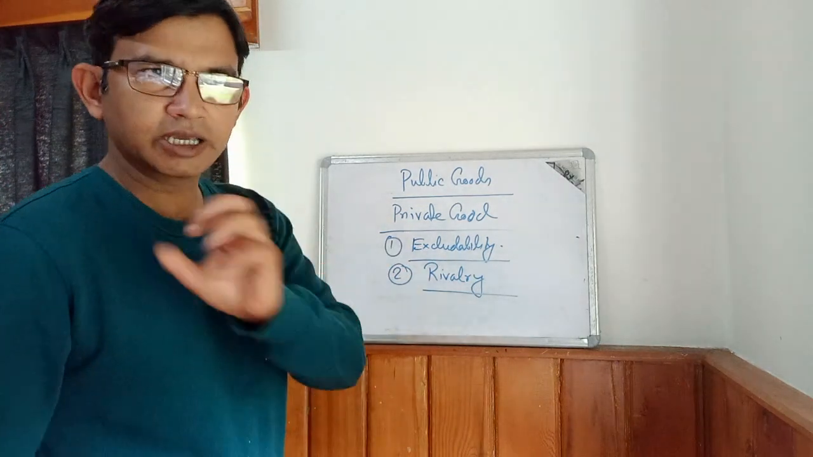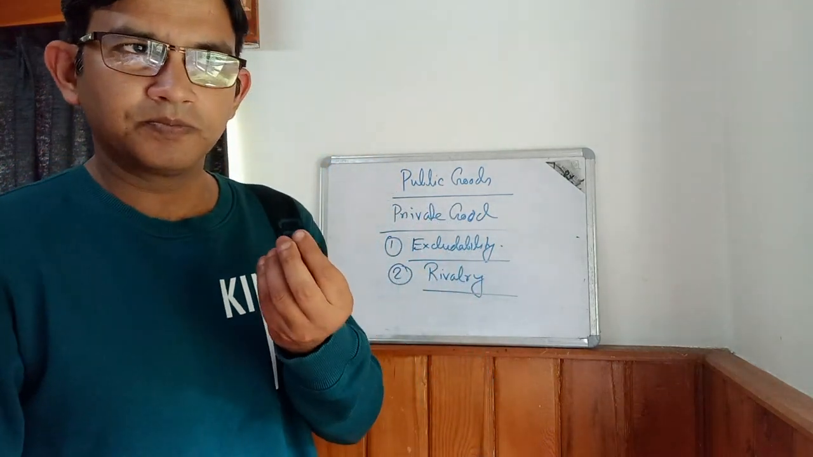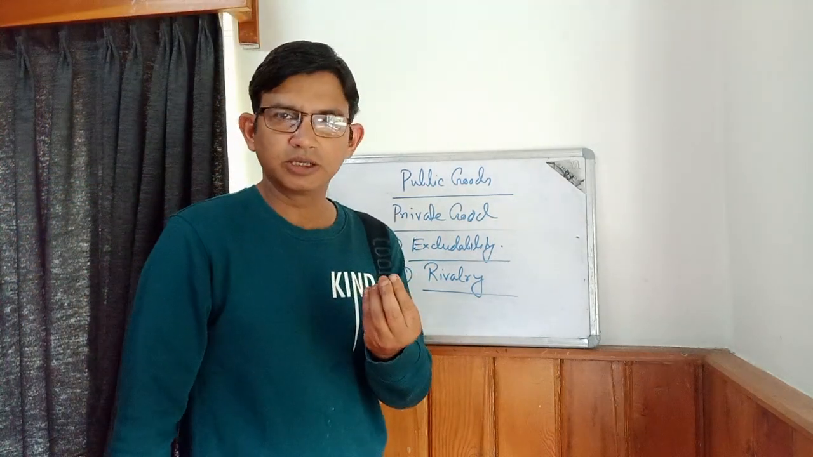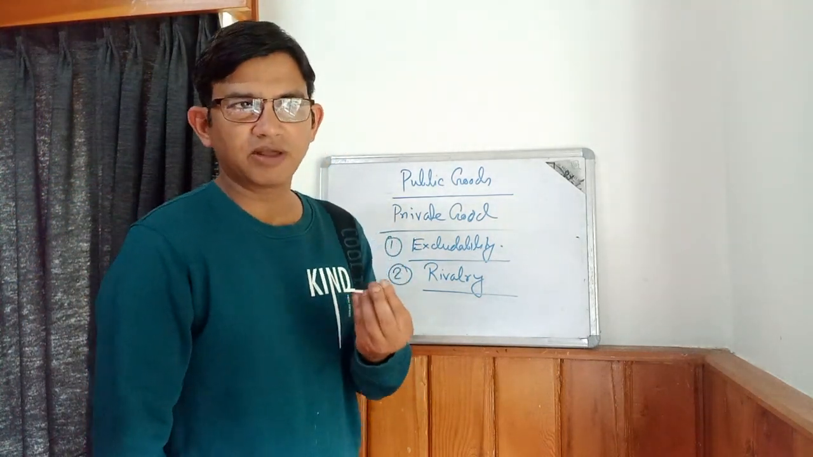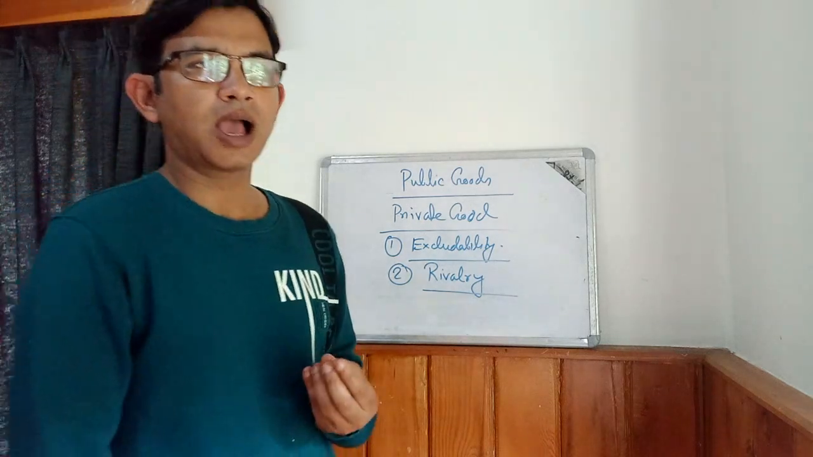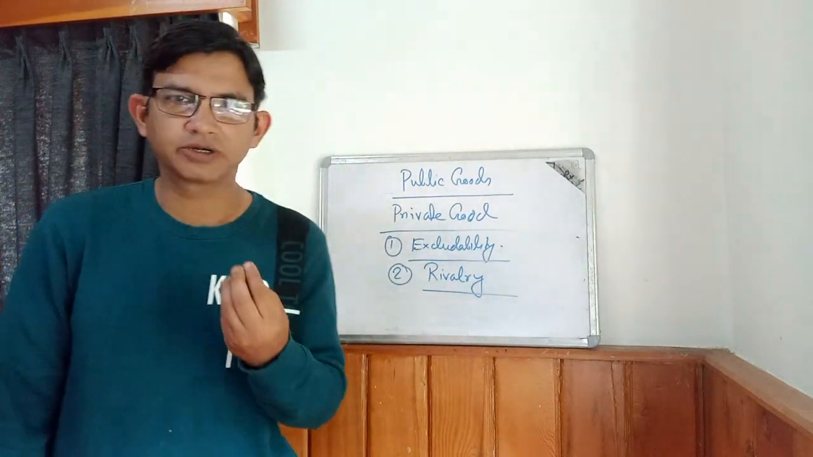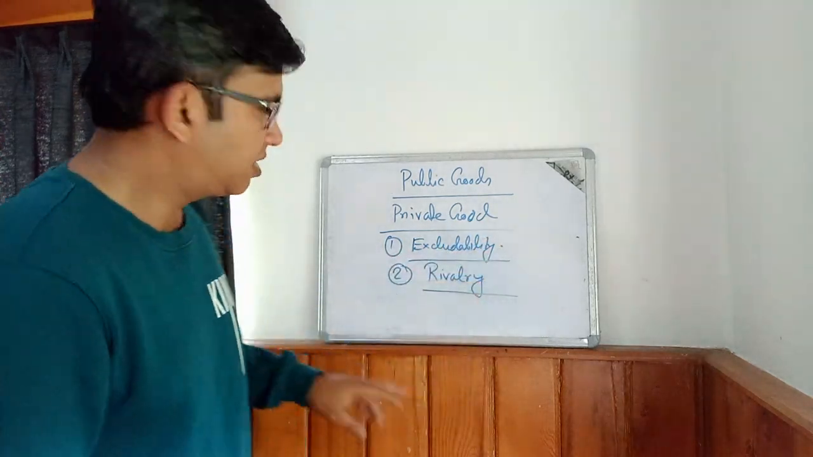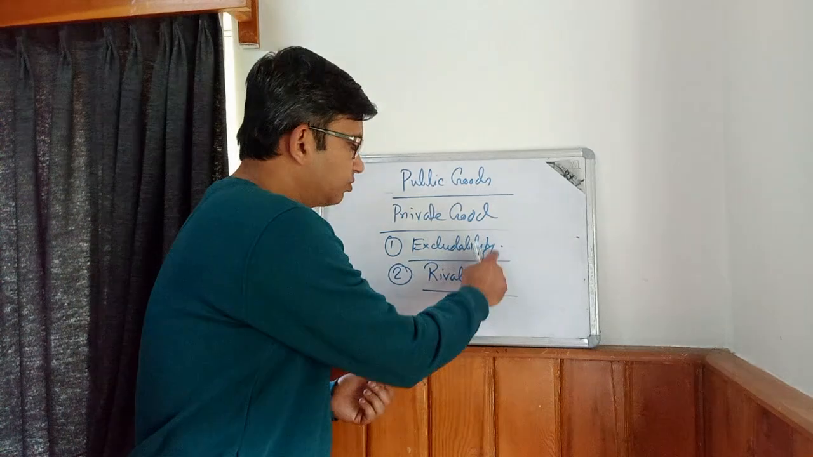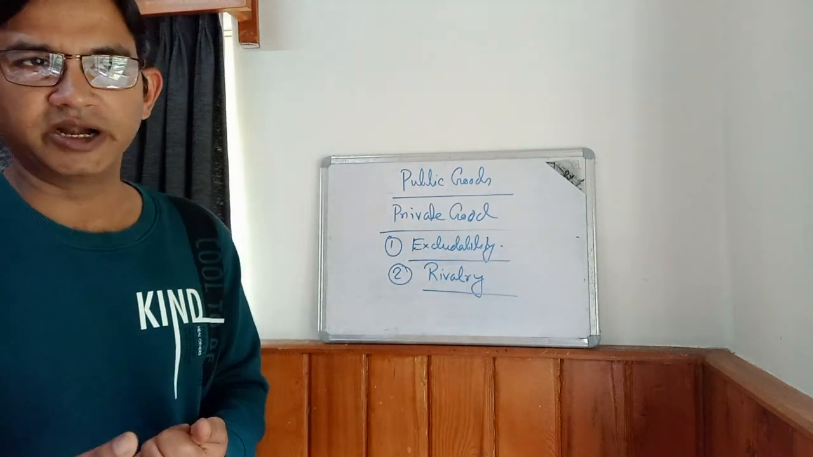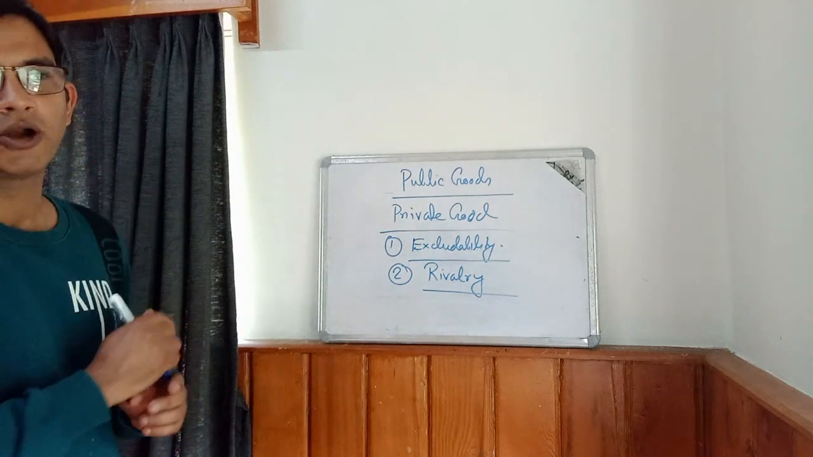Now let us consider the case of a public good. It can be any commodity, it can be any service. One common misperception among people is that public goods are only provided by the public sector and private goods are provided by the private sector. But this is wrong. Whether a commodity is a private good or a public good depends upon these two things. If any commodity is subject to these two characteristics, it will be considered a private good, no matter who is providing it. This is a very important point to remember.